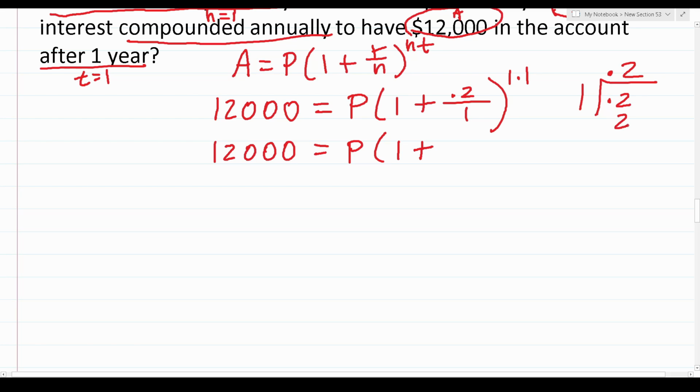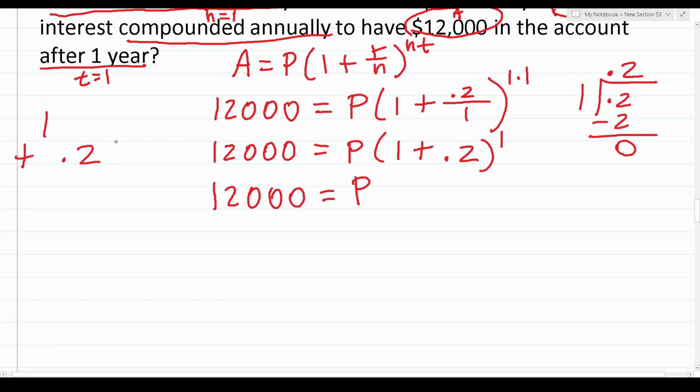Given that 1 times 2 is 2, 2 minus 2 is no remainder. So this is 1 plus 0.2, and 1 times 1 is just 1. Right? Let's keep working this out. We have 12,000 equals P, and let's work out this decimal right here. This says 1 plus 0.2.